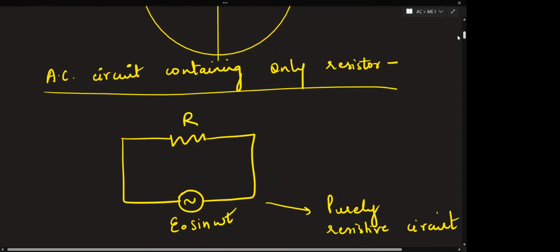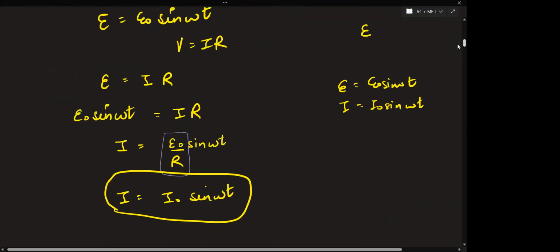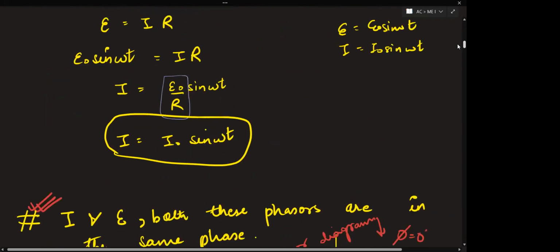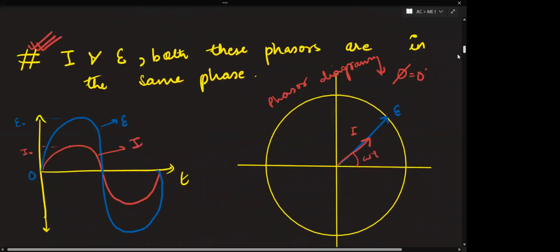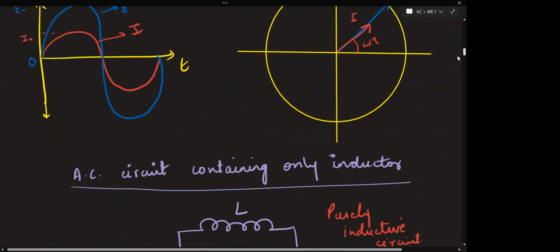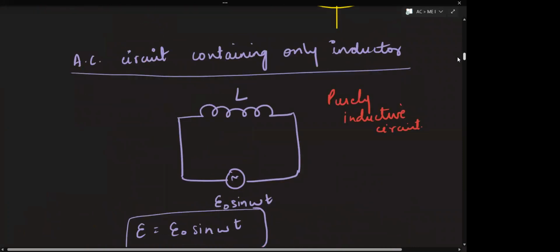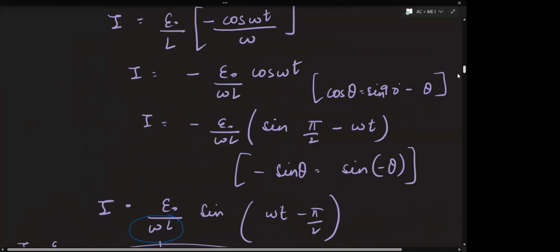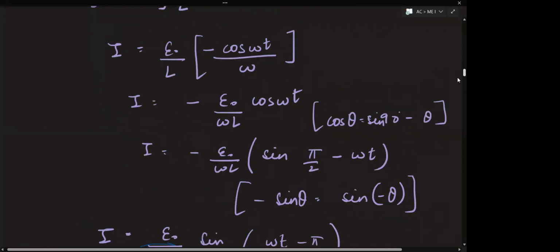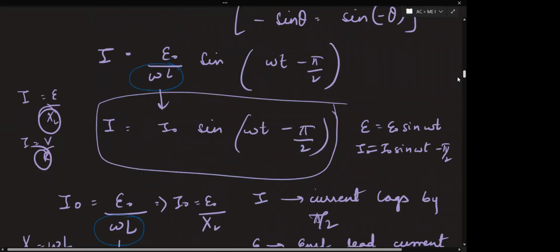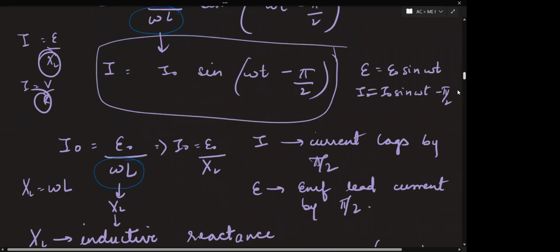This type of circuit is known as a purely resistive circuit. I is equal to I naught sine omega t, E is equal to E naught sine omega t. This we had seen, which showed that both are in the same phase. And then we had the AC circuit containing only an inductor. The derivation we had seen showed that current lags by 90 degrees and EMF leads by 90 degrees.